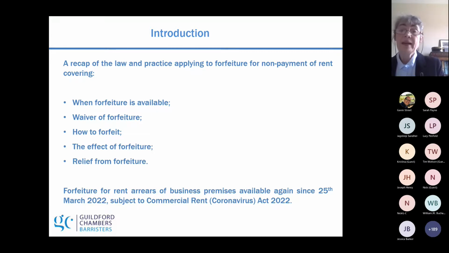Forfeiture is a big topic, and in 40 minutes it's not possible for me to do more than give an overview, but I'm proposing to cover when forfeiture is available, waiver of forfeiture, how to forfeit, the effect of forfeiture, and relief from forfeiture. Some of the content will apply equally to forfeiture for other breaches of covenant, but my focus will be on non-payment of rent.